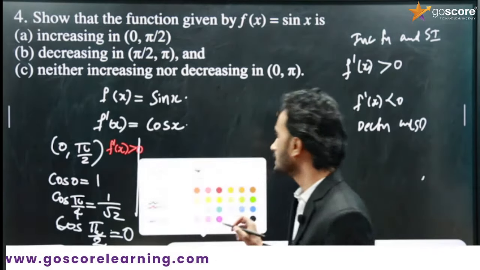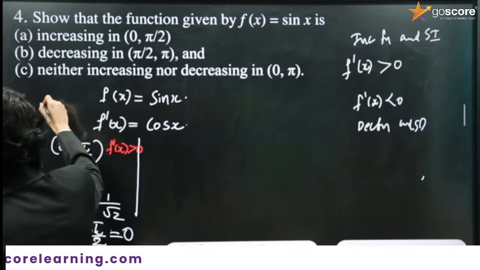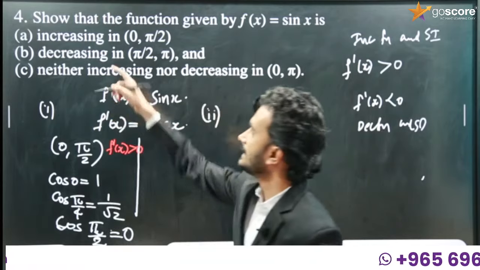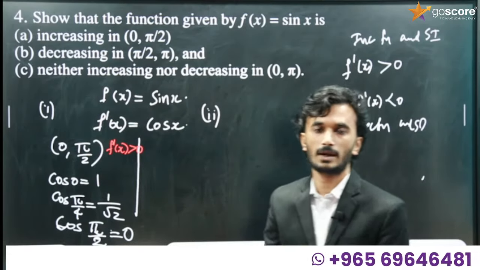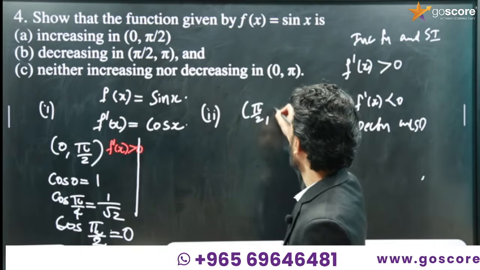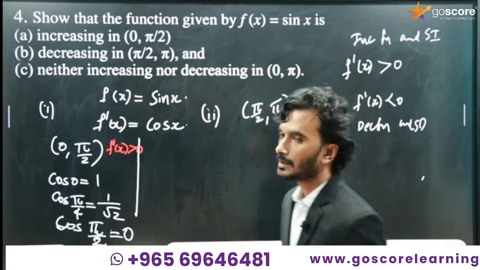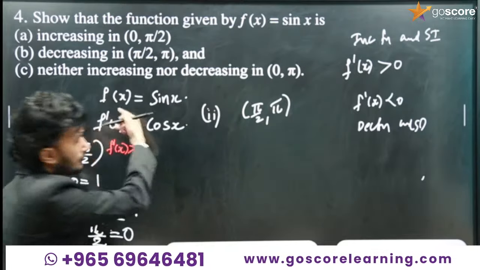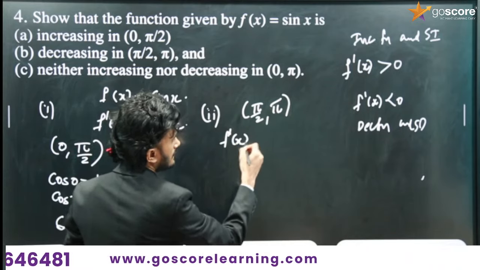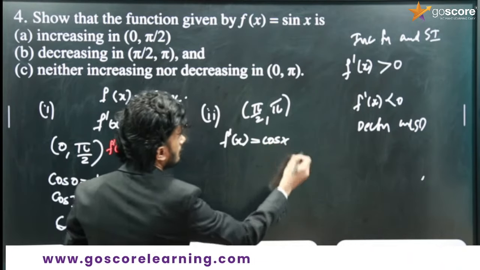So we can move on to the second one: decreasing in pi by 2 to pi. Again, the function is f of x, and f dash x is the derivative of sin x, which is cos x.